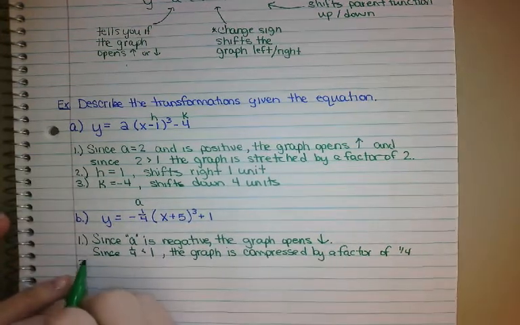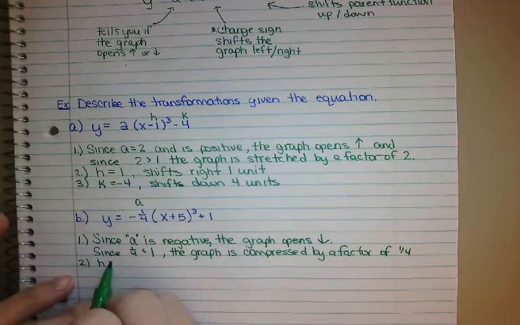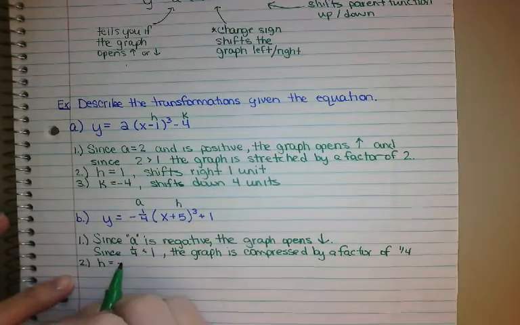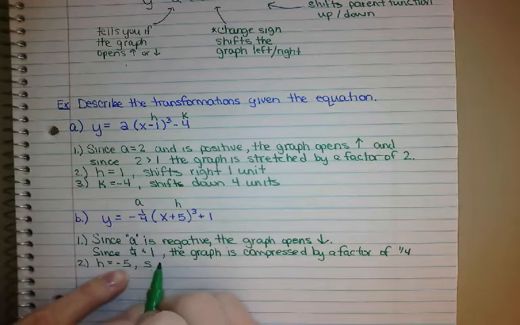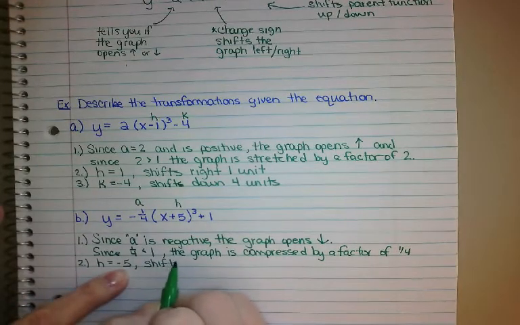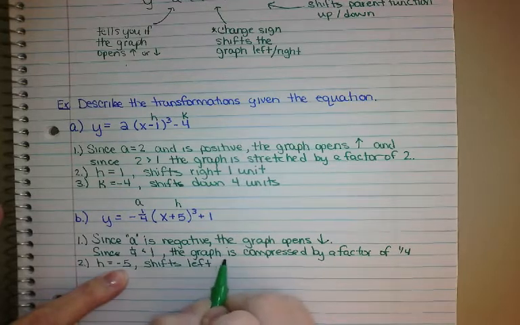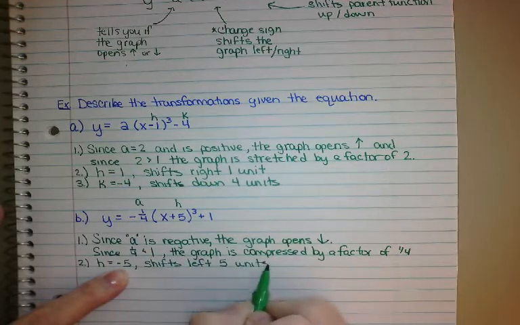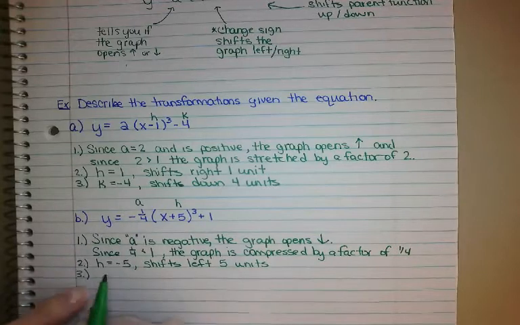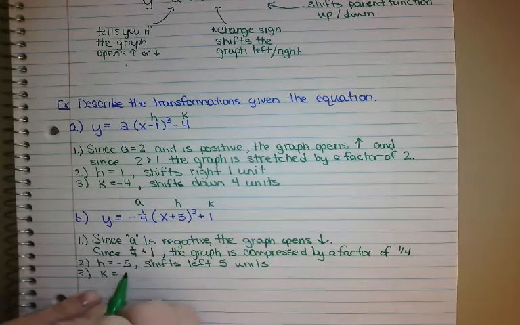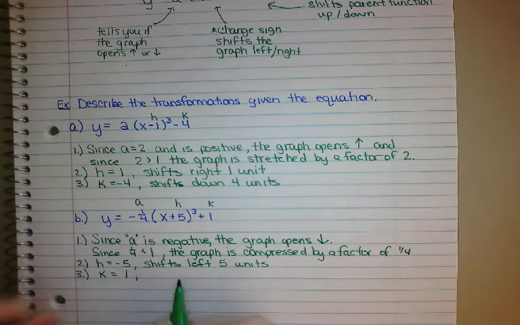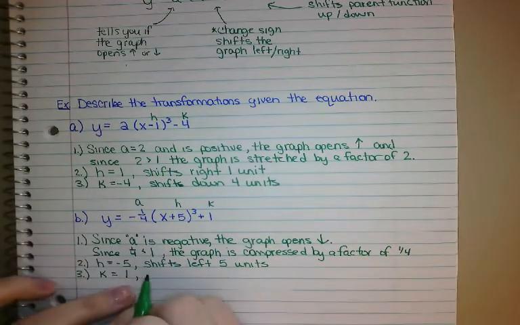All right, number 2, let's identify what our h is. So again, do a sign change. So h is -5, so that means they are shifting the parent function left 5 units. And then third, we're going to identify the k. No sign change, so because the k is 1, they are shifting the parent function up 1 unit.